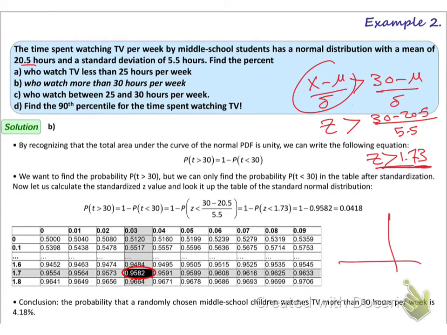So here it will be Z greater than 1.73. So I want this area greater than. How can I get the area greater than? I have to get the area which is less than, then 1 minus this area. So 1.7 and the 3 here, so I get this area. It will be 1 minus 0.9582 equals 0.0418. Okay, I hope it's clear.